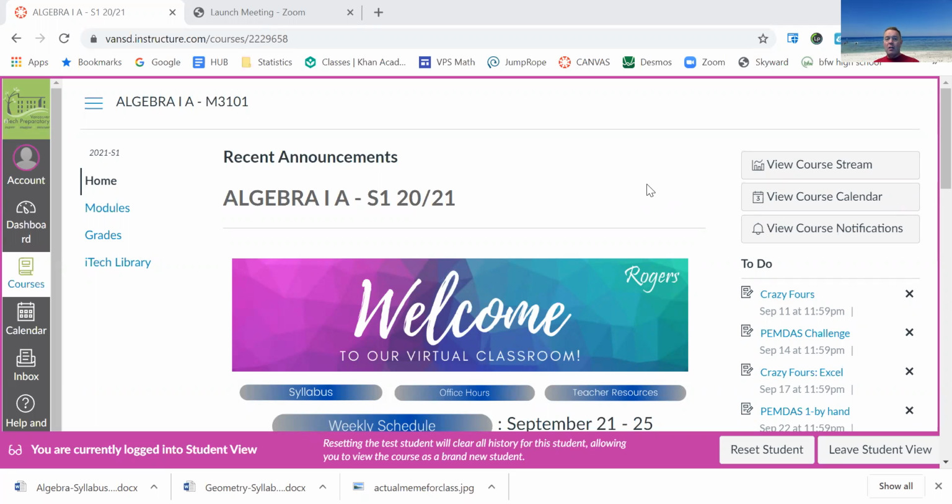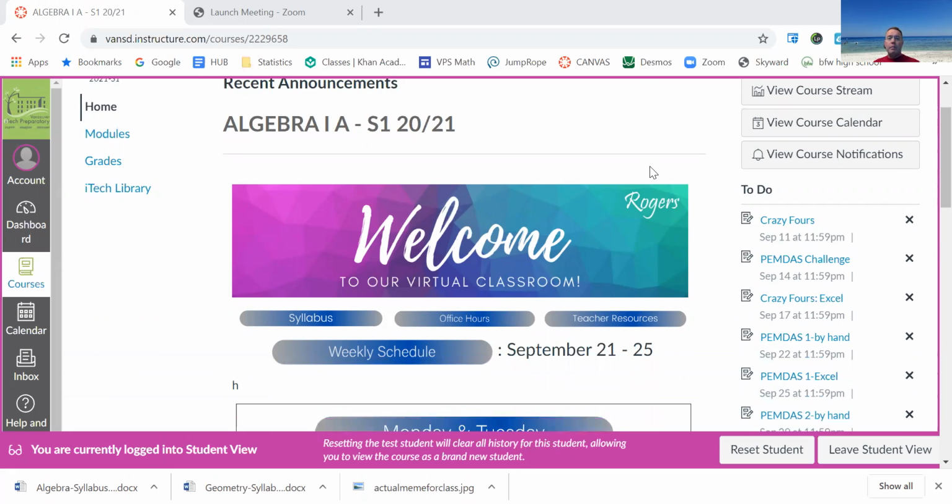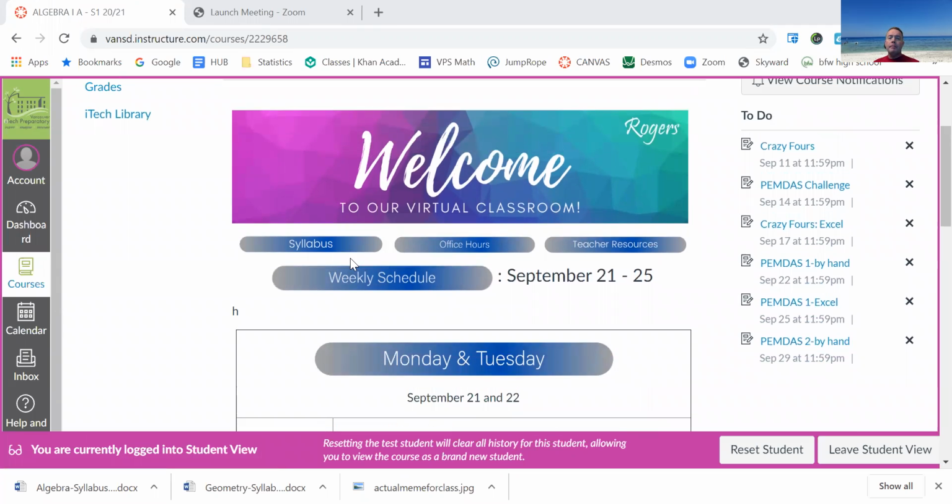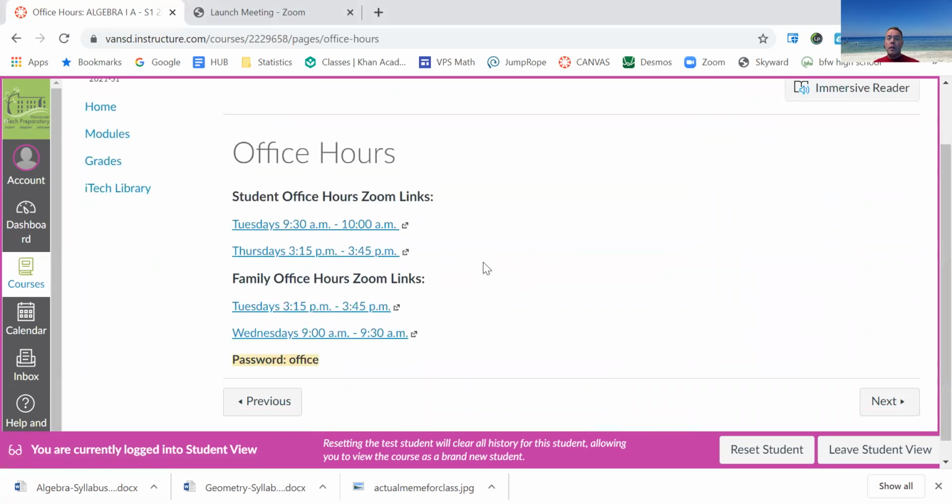I'm just going to get started looking at our Canvas page so you understand how to navigate that and know kind of what's going on there and talk about the class a little bit. On the Canvas page, as you can see here, there are some important links at the very top. We have a syllabus link, which we will go over in a moment after I'm done looking at the Canvas page. There are some office hours here where students can come get help. Students can come get help during any of those times.